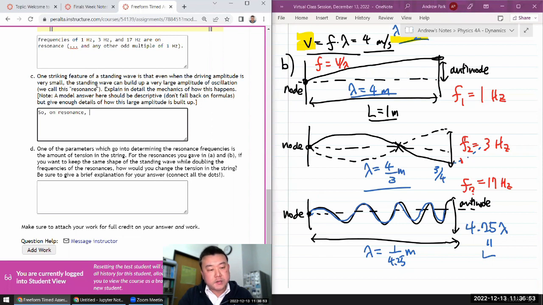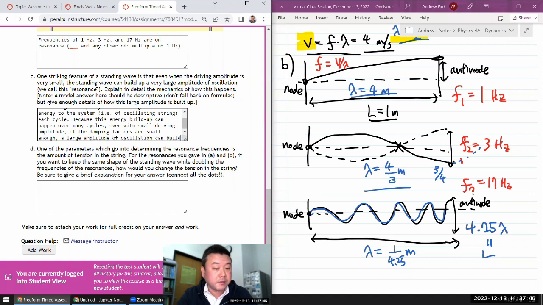So on resonance, the driving force is at the exact right frequency to be adding mechanical energy to the system, i.e. the oscillating string, each cycle. Because this energy build up can happen over many cycles, even with a small driving amplitude, if the damping factors are small enough, a large amplitude of oscillation can build up over time.